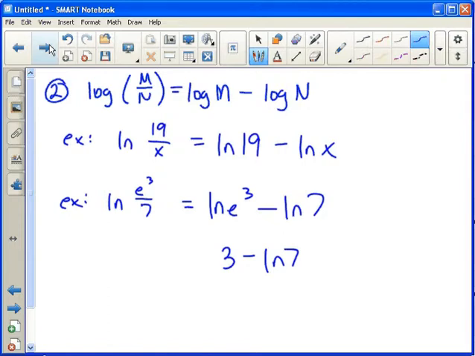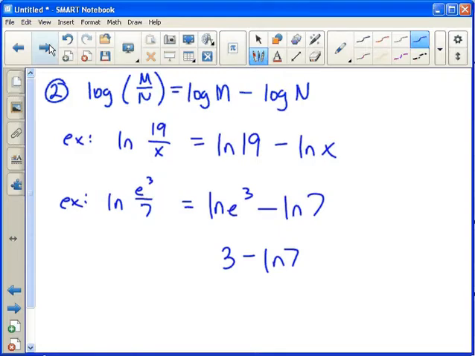Remember, these things can go both directions. So we could start with division and move to subtraction, or start with subtraction and condense it back down to division. Both ways will work. Also, this works with all types of logs. Common log, natural log, log base 5, log base 7, log base 3, anything. So any log, these properties are good for.